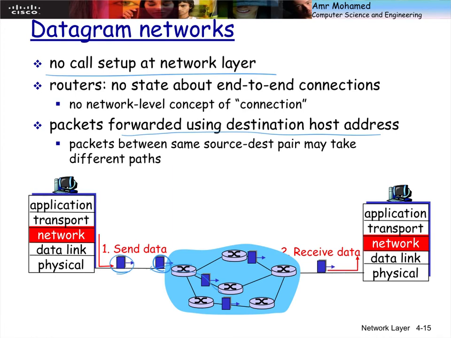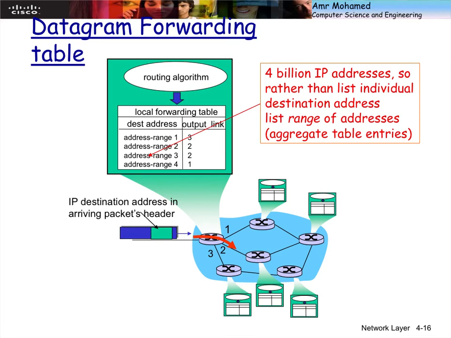So packets between the same source and the same destination may take different routes because there is no virtual circuit established. First of all, the router does not read the source address in any way. It doesn't care where it's coming from. All it needs to read is just the destination address. Because you do local forwarding, different packets may take different paths. So there's no guarantee that they will go through the same path end-to-end. So that's how it works.